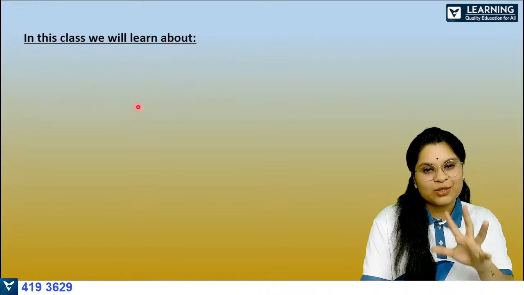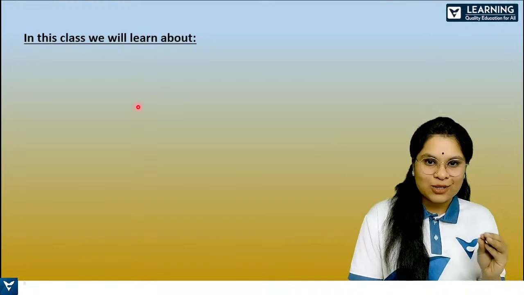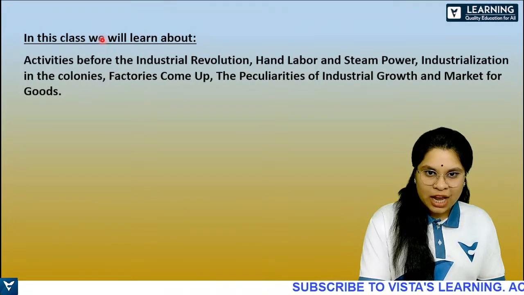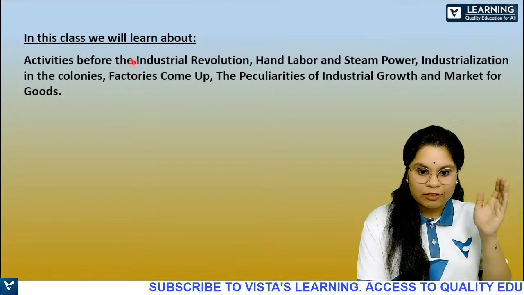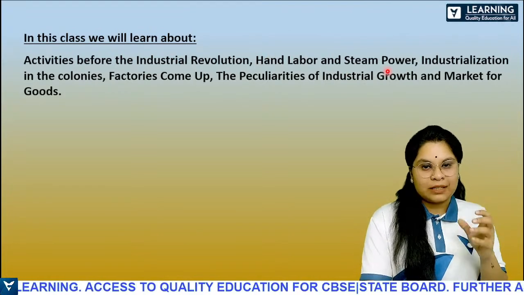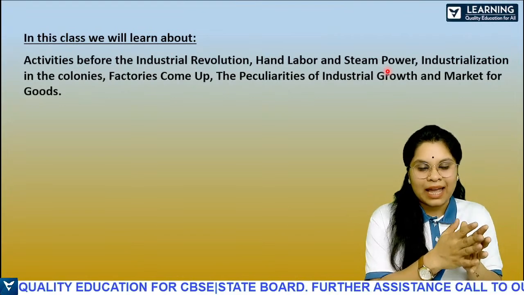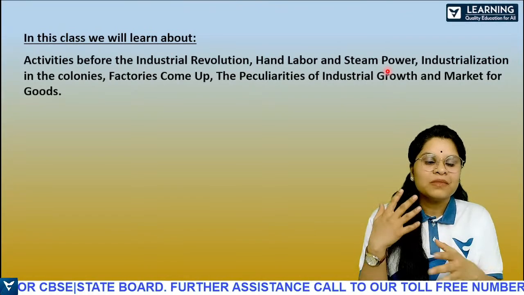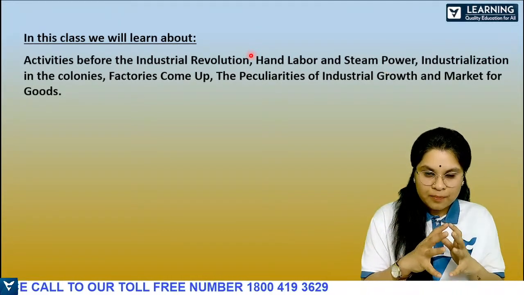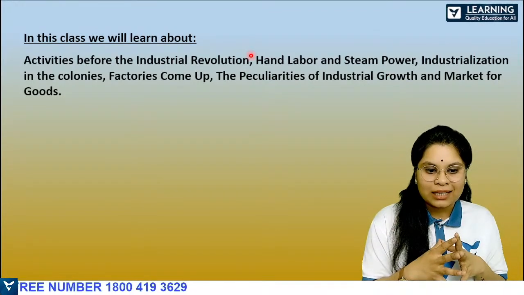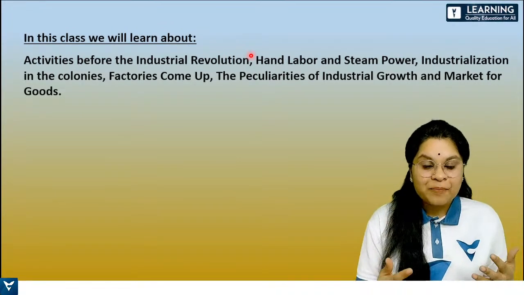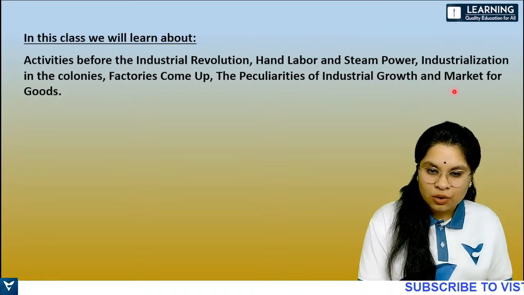So mainly, no need to focus on all that. We'll focus on what we're going to study in this particular session. In this chapter, we're going to study activities before the Industrial Revolution happened. What were the activities? Hand labor and steam power. That means how did people work mechanically, and in terms of industrialization with machines. Industrialization in the colonies. Mainly you'll be studying about India also there. Then factories come up. How did factories actually come into existence? How did they rise? And the peculiarities of the industrial growth.